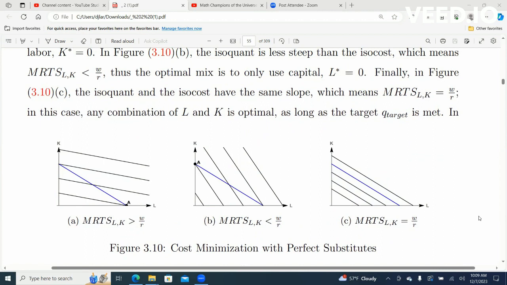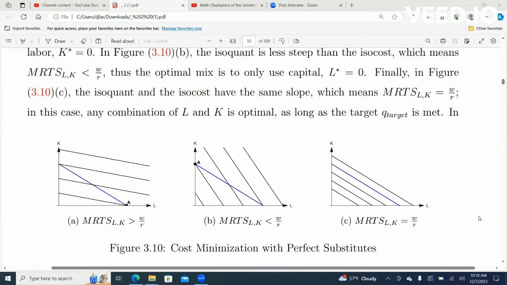So the blue line is going to be the isocost. If we have a linear isoquant, yes, a linear isoquant, what do we say here? If that's our isoquant, our desired Q, then it's just going to be the point that they intersect, which is always going to be on the K-axis or the L-axis.